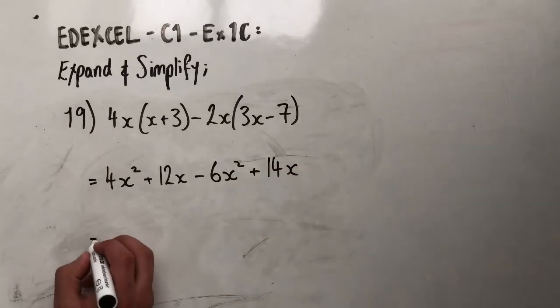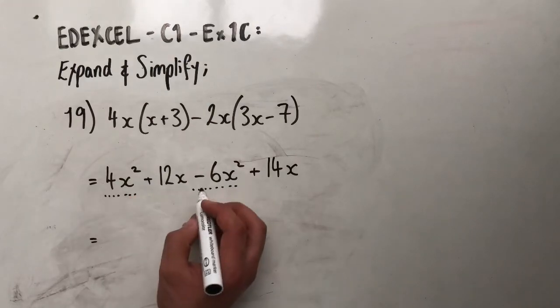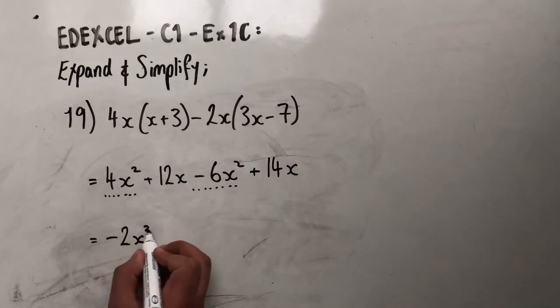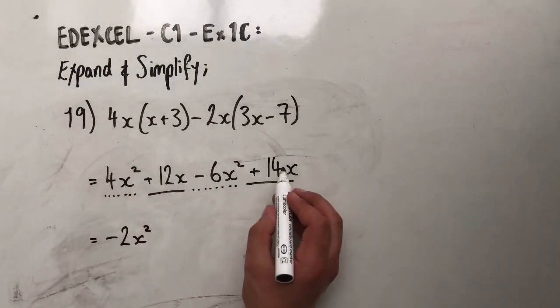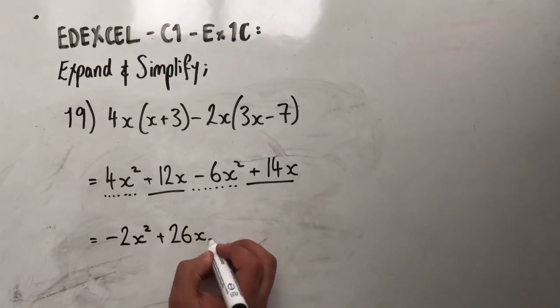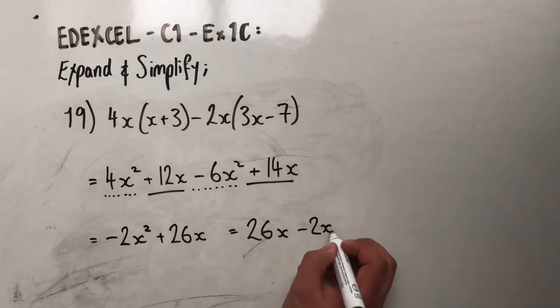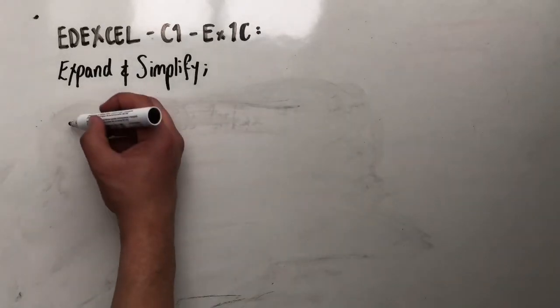Now we're going to tidy up and simplify it by collecting the terms. So the 4x squared, take away 6x squared, gives us negative 2x squared. Positive 12x and positive 14x combined together to give us positive 26x. And we can also rearrange it to make sure we don't have a negative term at the beginning. So we get 26x minus 2x squared.